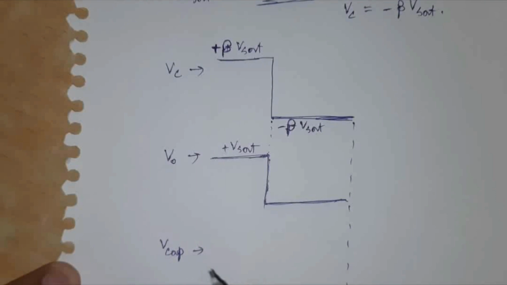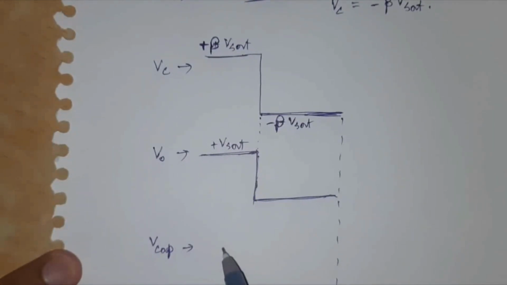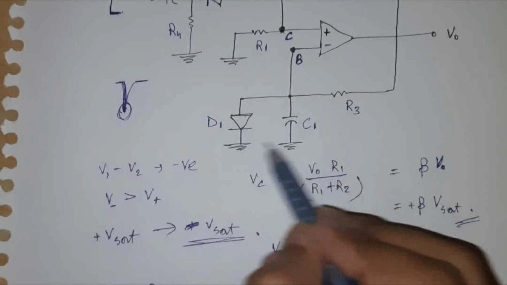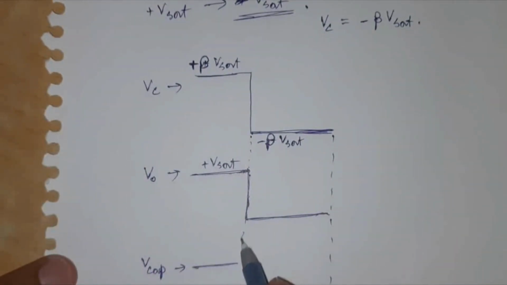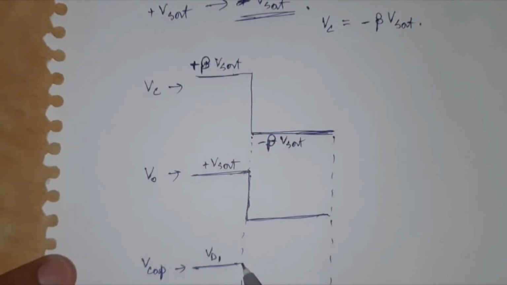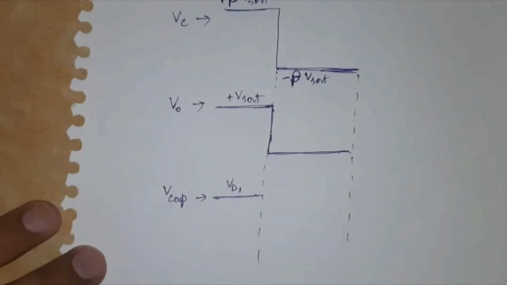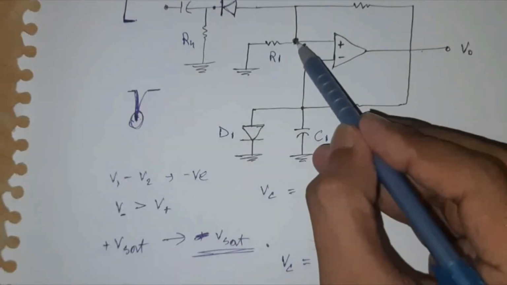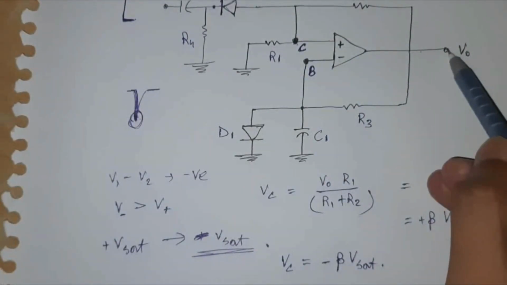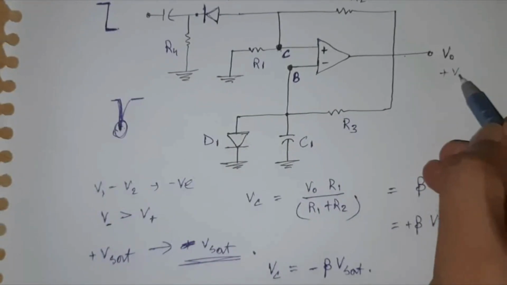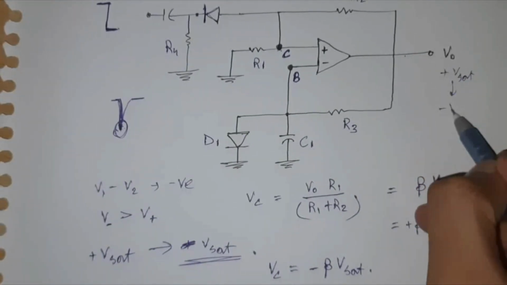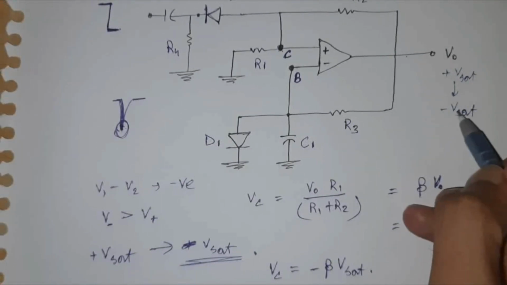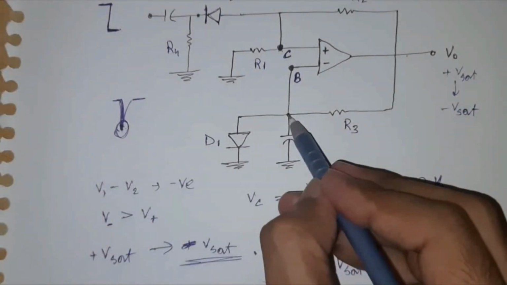Let us denote the capacitor voltage by V cap. Earlier a diode D1 was attached in parallel with this capacitor C1, so initially it will be at a voltage VD1. When the negative spike came and this V out goes from plus VSAT to minus VSAT, this minus VSAT voltage will try to pull it down from VD1.